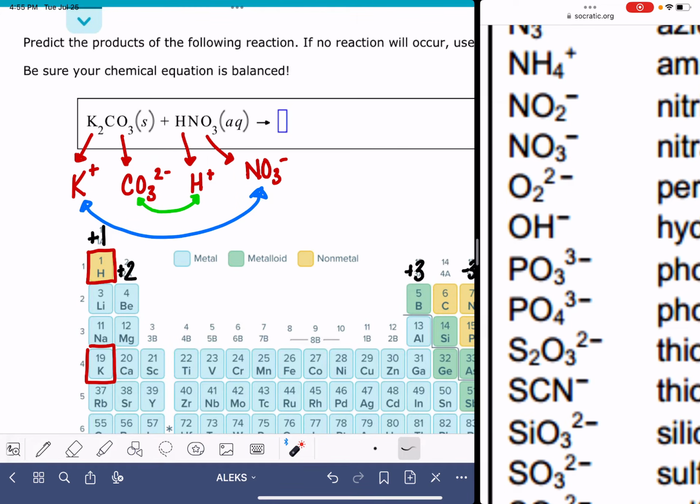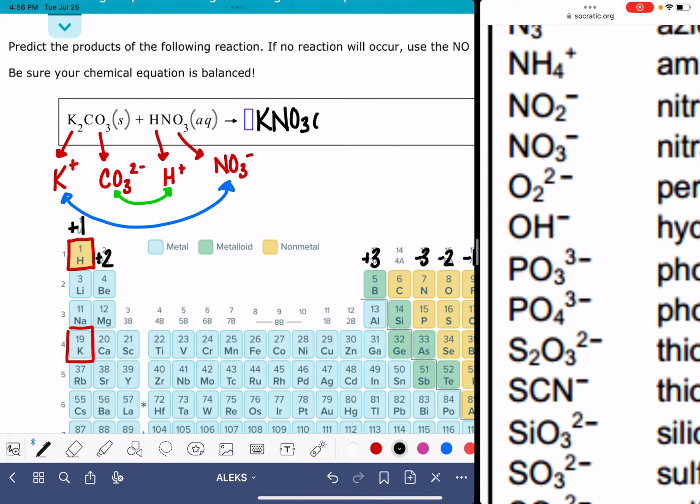Now what we're going to do is write the formulas for these new compounds. We have the K plus ion and the NO3 minus ion. To charge balance them, we have a +1 charge and a -1 charge. That means that they're going to come together in a 1-to-1 ratio. KNO3, we just need one of each.